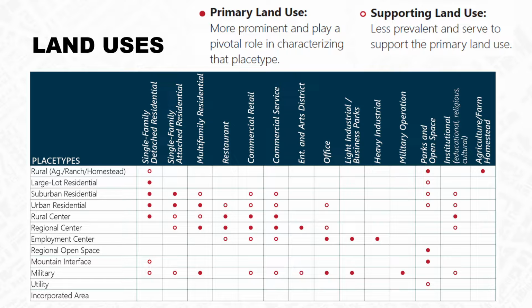This very quickly, and again, you'll be able to look at this at your leisure in another document I will refer you to, shows the place types on the left side column, and across the top are the different types of land uses people are most accustomed to: single family detached, single family attached, multifamily, restaurant, commercial retail, entertainment and arts district, office development, light industrial, and how these uses begin to filter into the place types. And this is what we're going to go over right now.